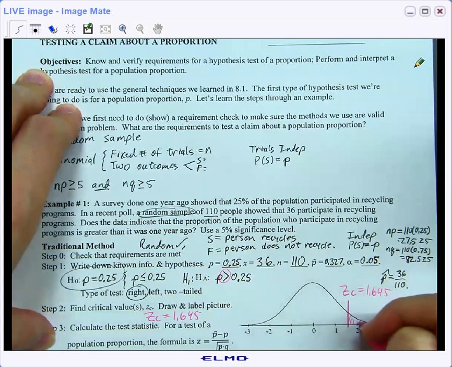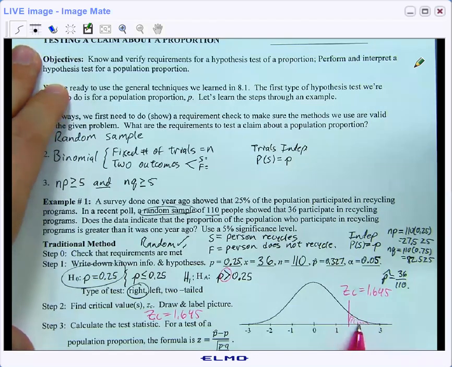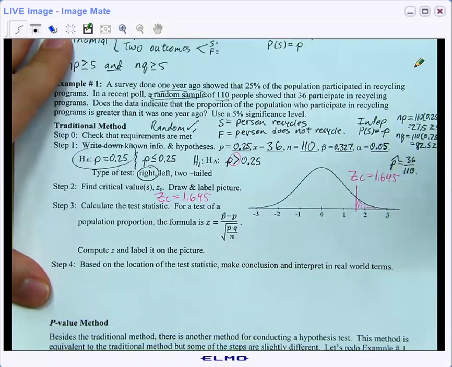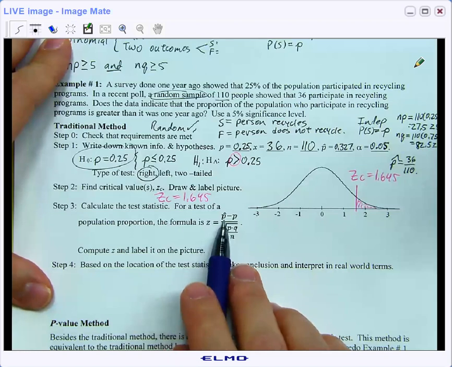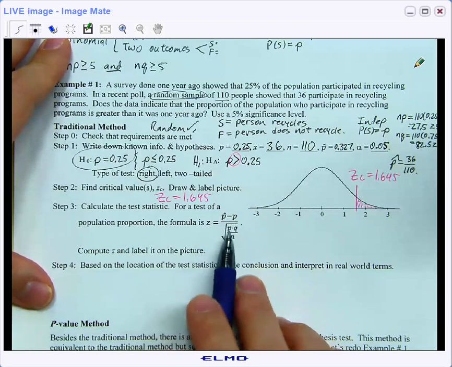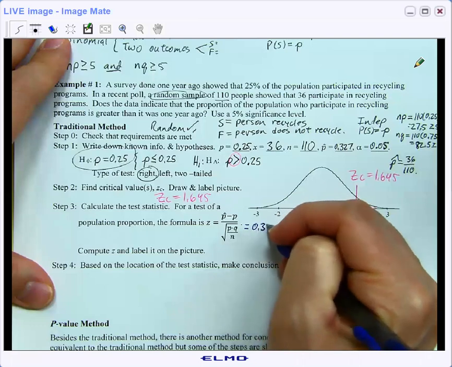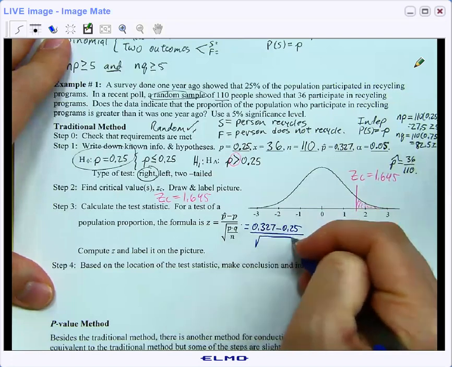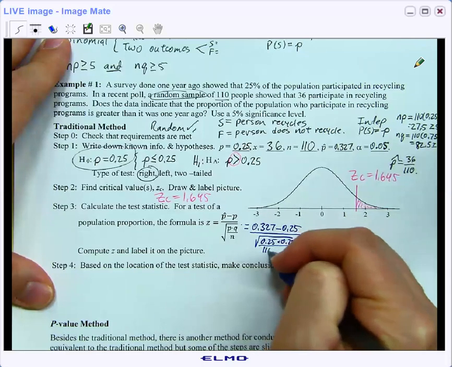So we've now set up our jury and we're ready to go. If our evidence lands us here, we will come back with a verdict of guilty because that's beyond reasonable doubt. If we come back with a number here, then we didn't have enough evidence for a guilty verdict. So now it's actually time to listen to the evidence and find the test statistic. To do that, we use this formula: p hat minus p, all divided by the square root of pq over n. So in this case, that would be 0.327 minus 0.25 divided by the square root of 0.25 times 0.75 over 110, all inside the square root.